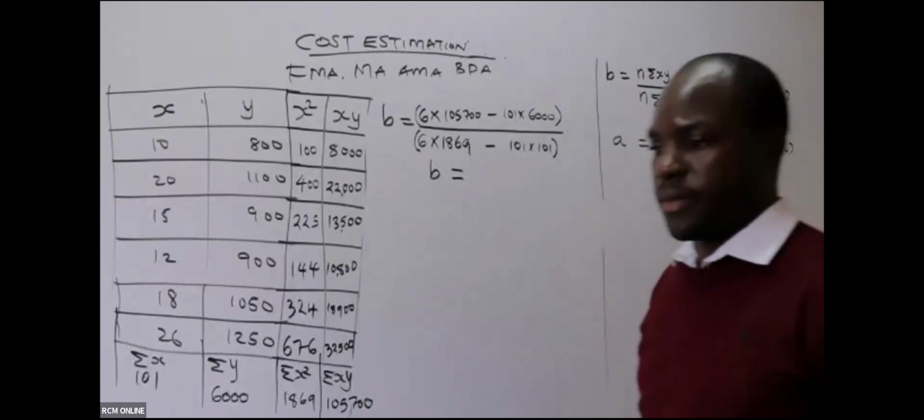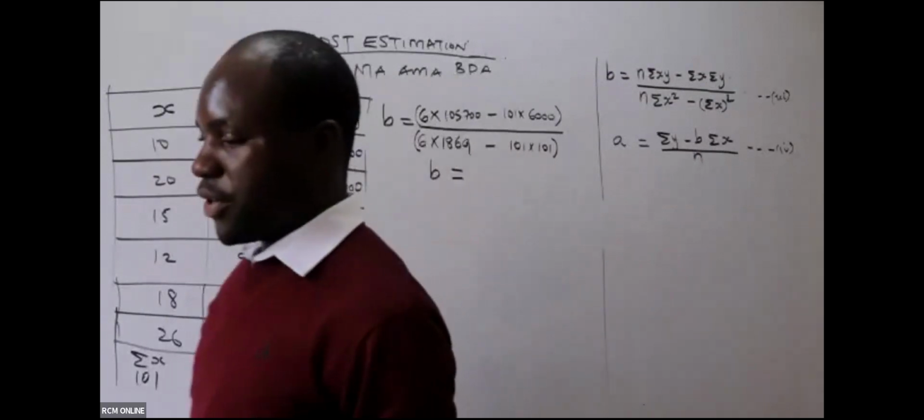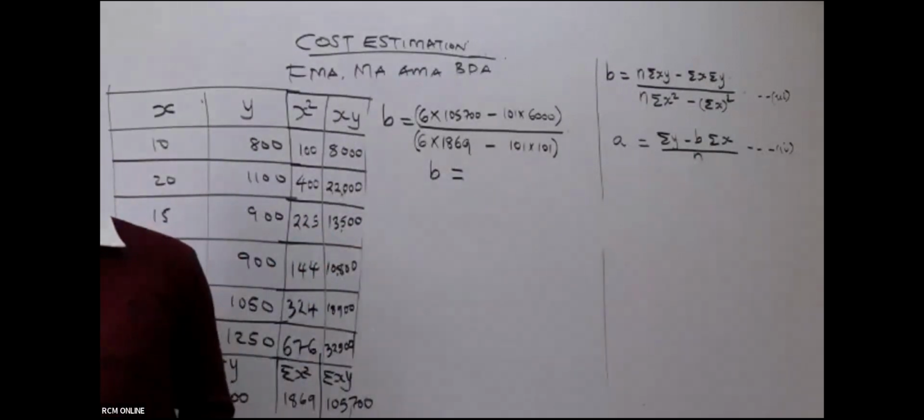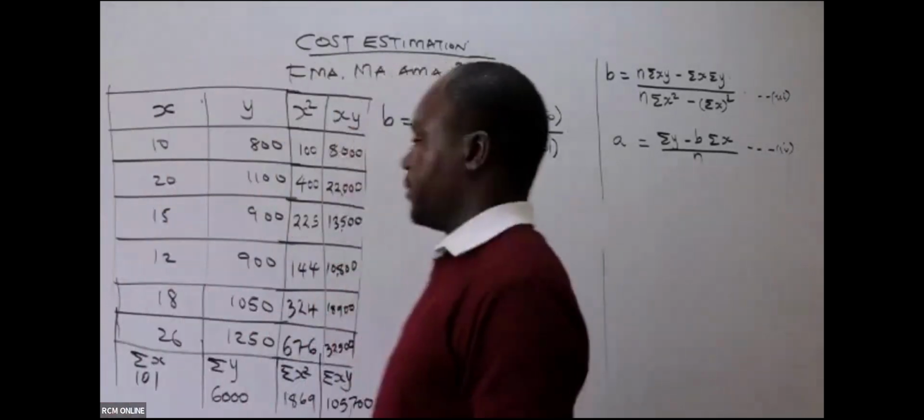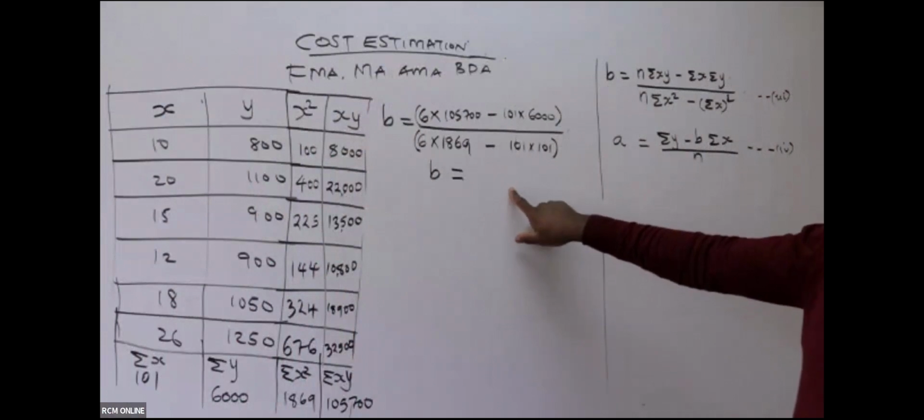Somebody to help us get that. Variable cost per unit. Yes, somebody to help us get that. What is the value of B?